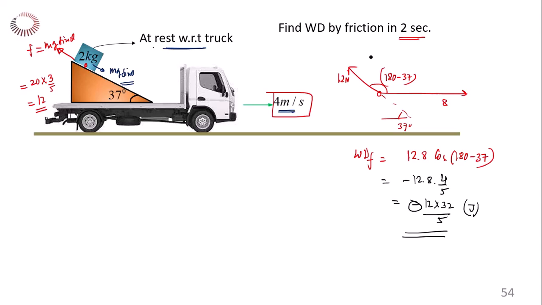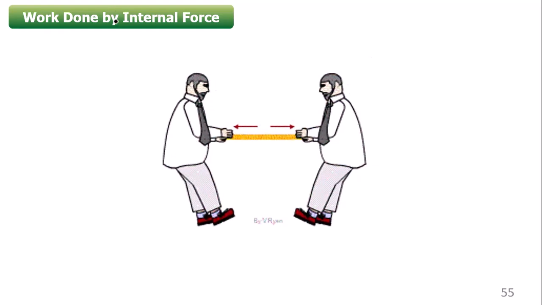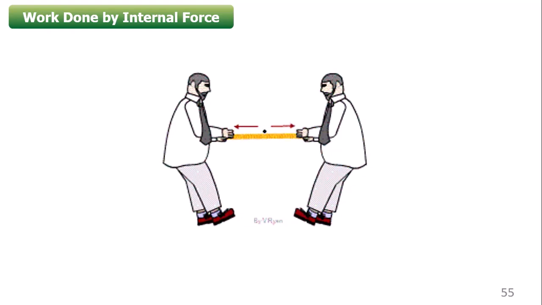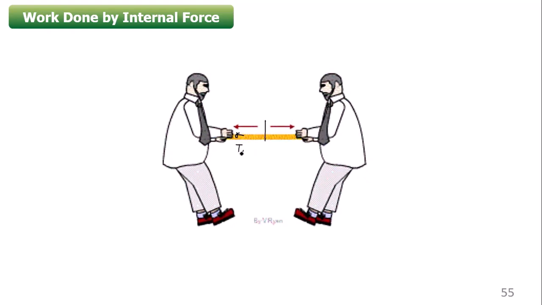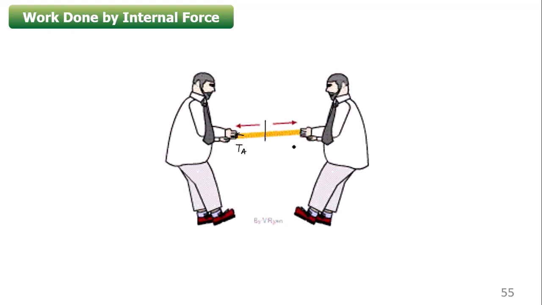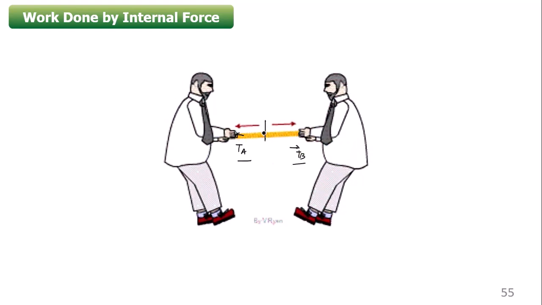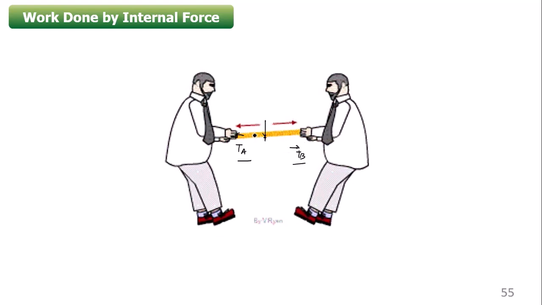Understood? Okay. Now, work done by the internal force. Let us say I am pulling one block, so there is a tug of war going on. This person is pulling this block in this direction, applying tension TA at point A. The person B is applying the force TB. So TA and TB may cause the displacement of this block, depending on which side is higher. Because of that, there is work done.